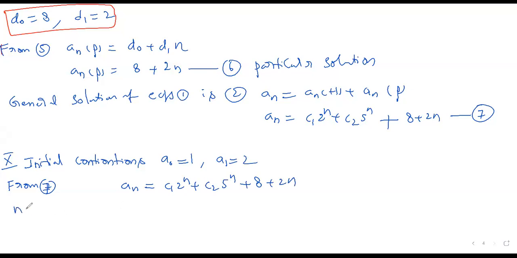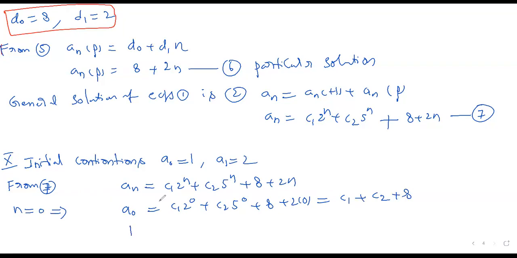But in this equation 7, I want to substitute n equals 0. Why do we have to substitute n equals 0? a_0 is already given as 1. Therefore, substitute n equals 0. Then finally you will get a_0 equals C1 2 power 0 plus C2 5 power 0 plus 8 plus 2 into 0. If you simplify this, C1 2 power 0 means C1 into 1, plus C2 5 power 0 means C2 into 1, plus 8. This is a_0. But you already know the a_0 value.